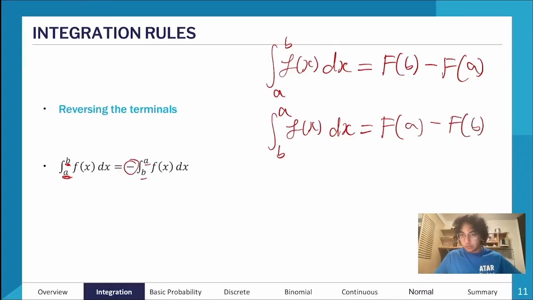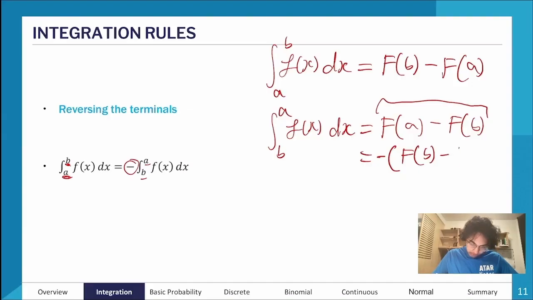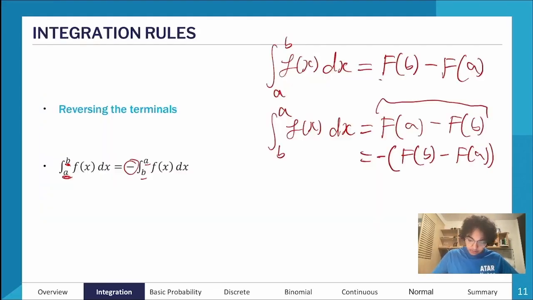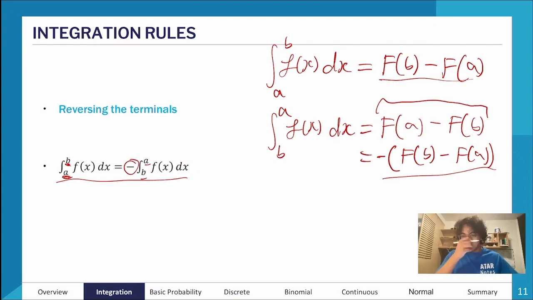Now, I'm sure a lot of you can already see this, but if I try to factorize this expression just by taking the negative out, I'll get negative, F of b minus F of a, with a negative out the front. And you can see that these two things here are just negatives of each other. So this rule stands. Hopefully that makes sense. It is super useful for solving these multiple choice questions that I'll show you in a little bit.